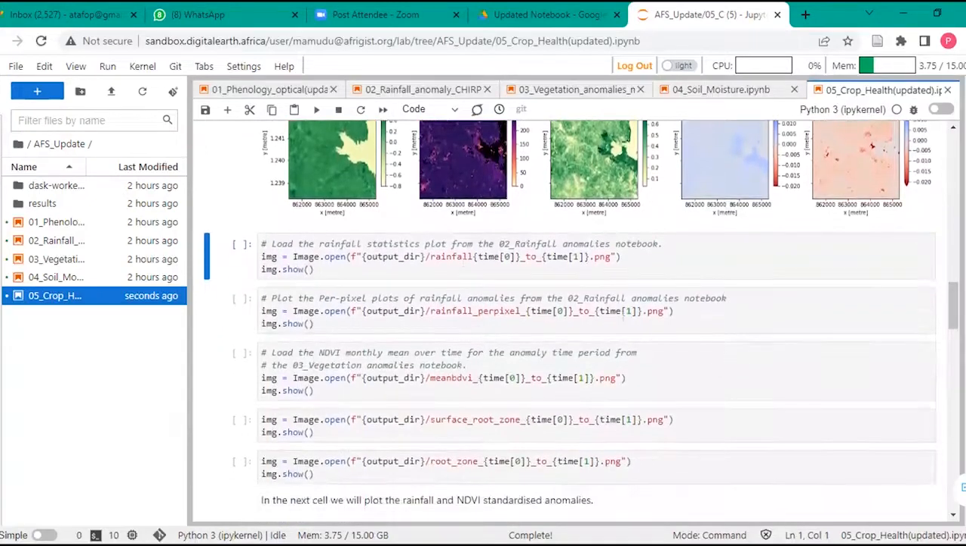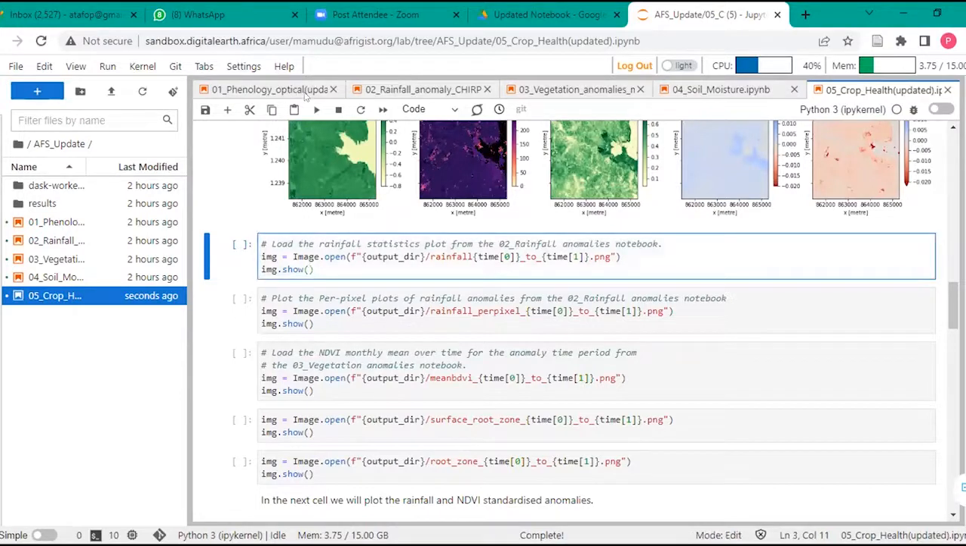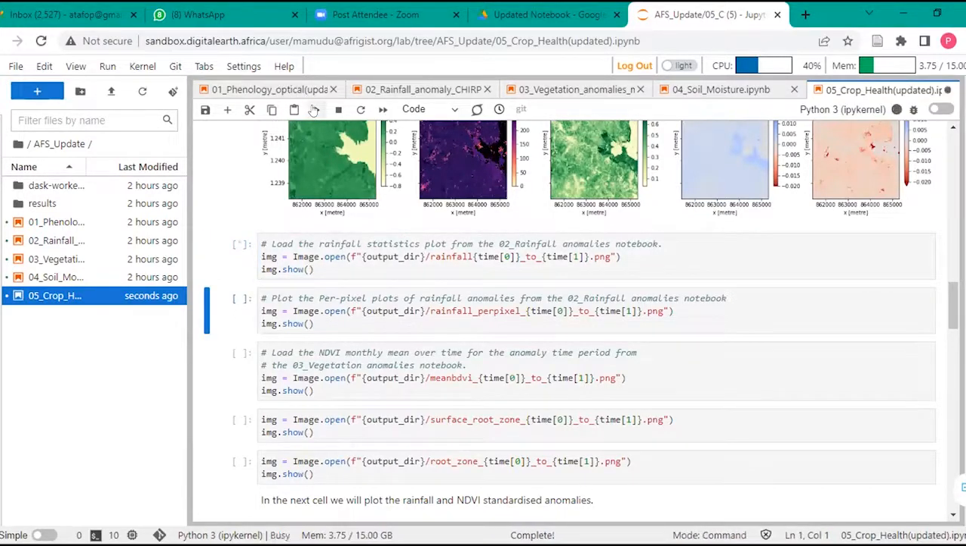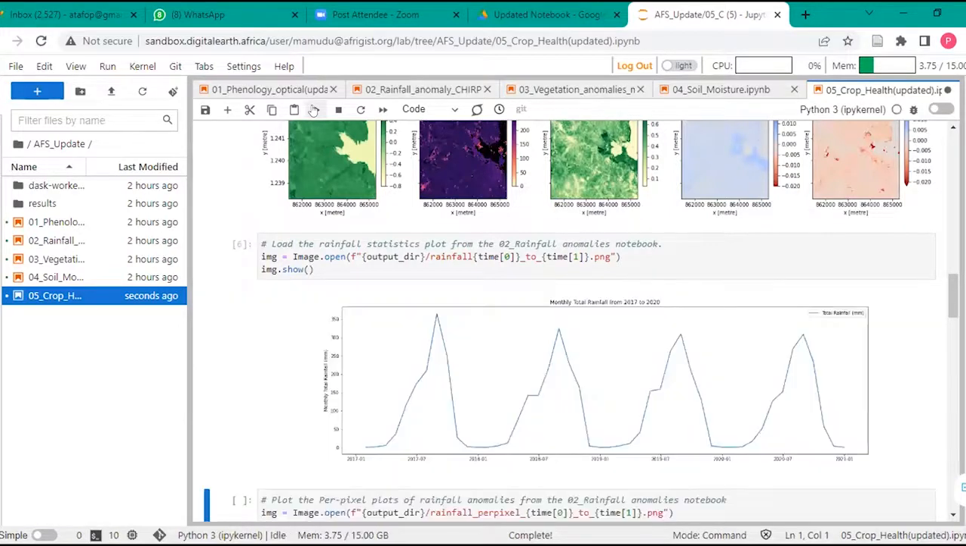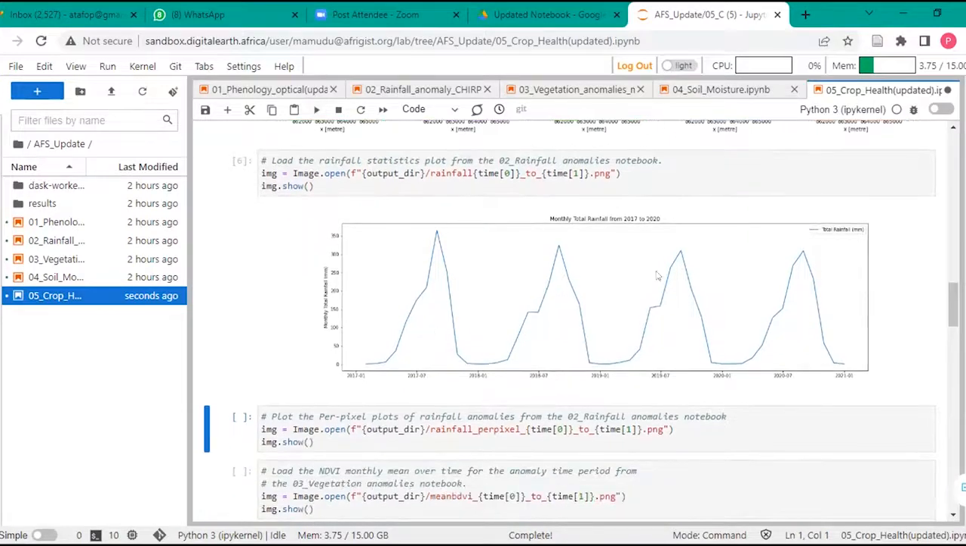Now we'll go ahead and load the rainfall anomaly data of the same study area. Using the code here, we'll just run this code, which will load the rainfall anomaly for the study area. Now, remember we said it's based on the results gotten from the rainfall anomaly notebook. Now, this shows us the total rainfall between 2017 and 2020.